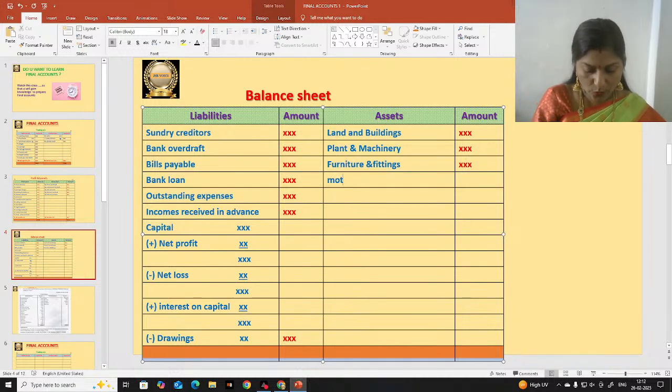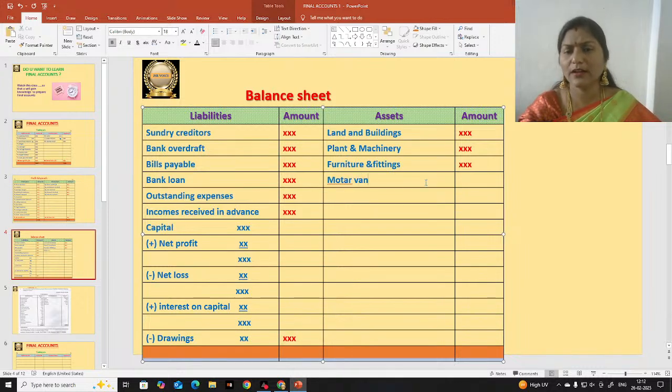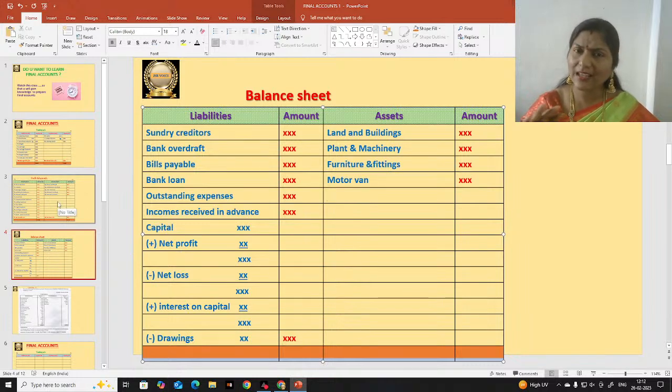Next one is motor van. If any motor van is given in any question, not only motor van, any vehicle is an asset. Sometimes they mention motor van in the examination, so remember that it is an asset. Motor van, computer, car, any vehicle is an asset for the business. Next, sundry debtors. This is also one of the assets for the business.